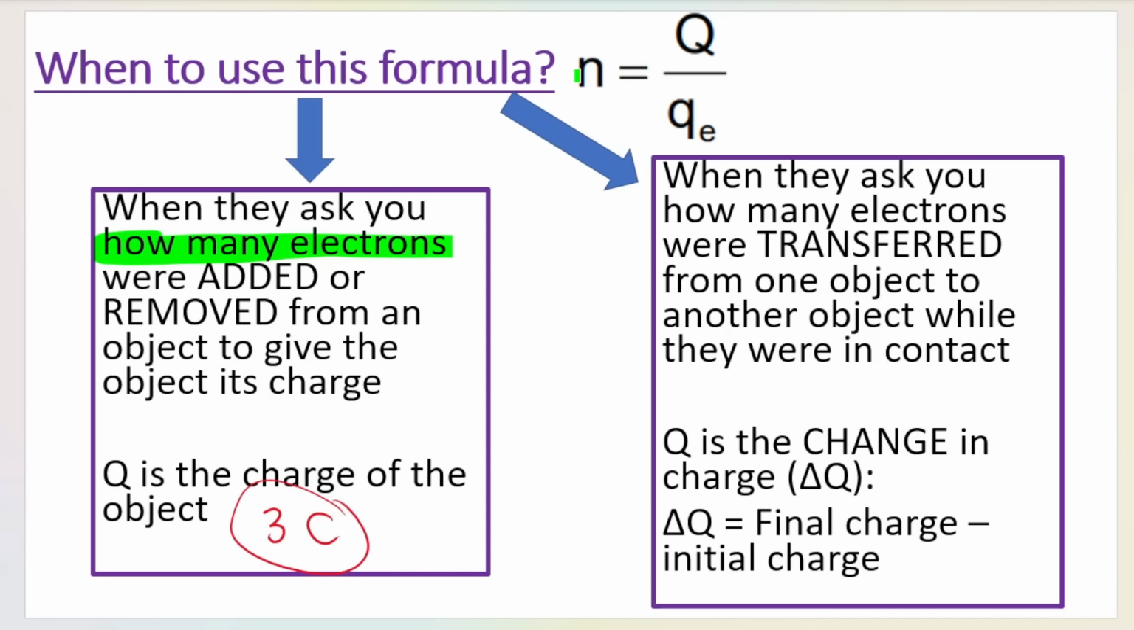We're looking for a number of electrons, which is N. The second scenario in which we use that formula is if we have 2 objects, they touch, electrons move. Remember, electrons move from the more negative object to the less negative object. And then they ask how many of those electrons actually moved when they were touching. So did 1 electron jump over? Did 2 move? Did 3 billion move? That's when we use this formula. And then Q is the final charge minus the initial charge.